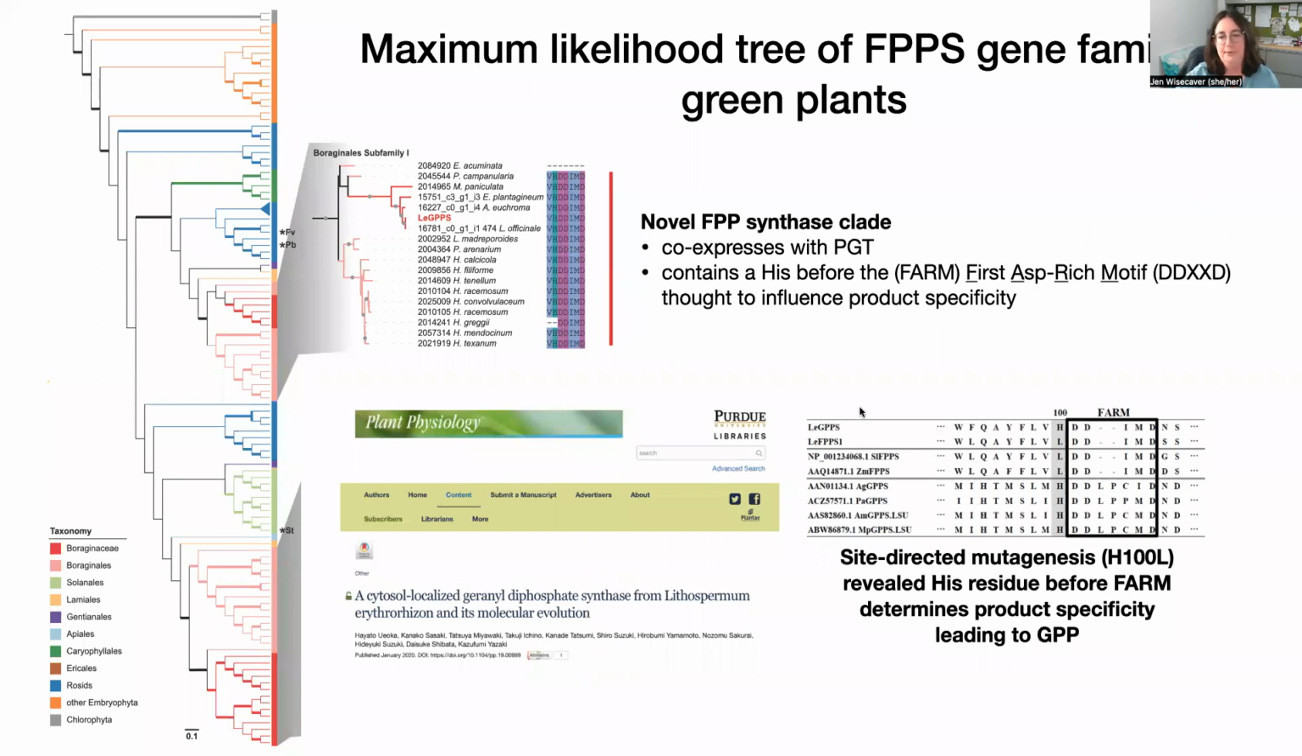was able to perform site-directed mutagenesis of this region and show that the His residue actually does determine product specificity leading to GPP in Lithospermum for Shikonin biosynthesis, which was great because they've saved us having to do that experiment ourselves.